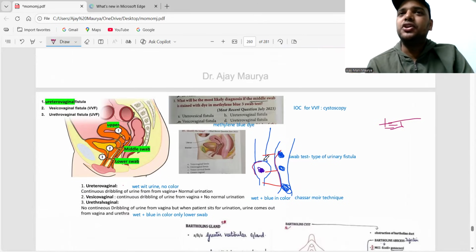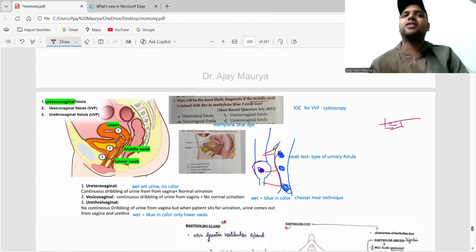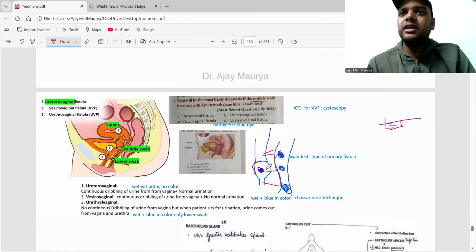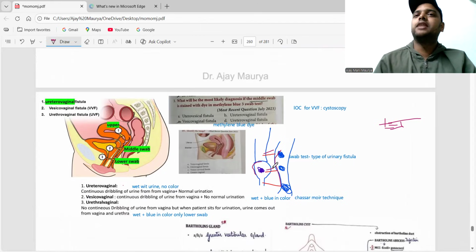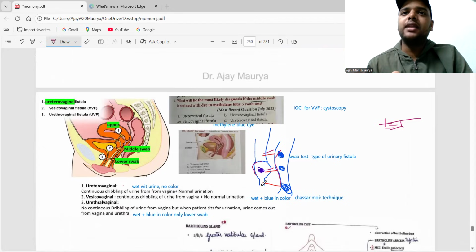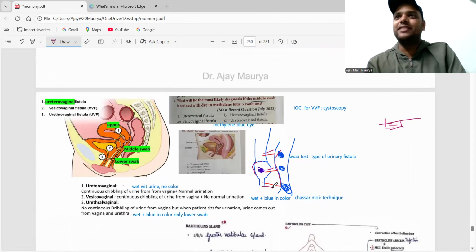If a fistula forms between the ureter and the vagina, this is called what? Ureterovaginal. If there is a fistula between the bladder and the vagina, it is called vesicovaginal. Vesico means bladder only. If there is a fistula between the urethra and the vagina, it is called urethrovaginal. See, it's very clear.